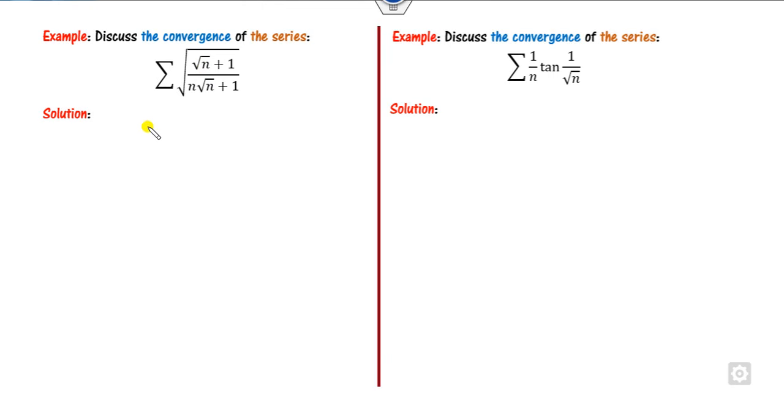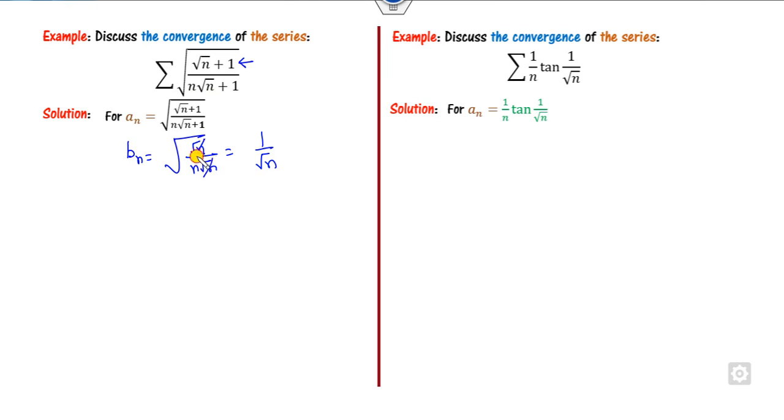Look at this one. If this is my An, what will be my Bn? What is the highest power of n in the numerator? That is root of n, and the highest power of n in the denominator is n root n. So clearly it is 1 by root n, so it will be cancelled out. So Bn is my 1 by here.